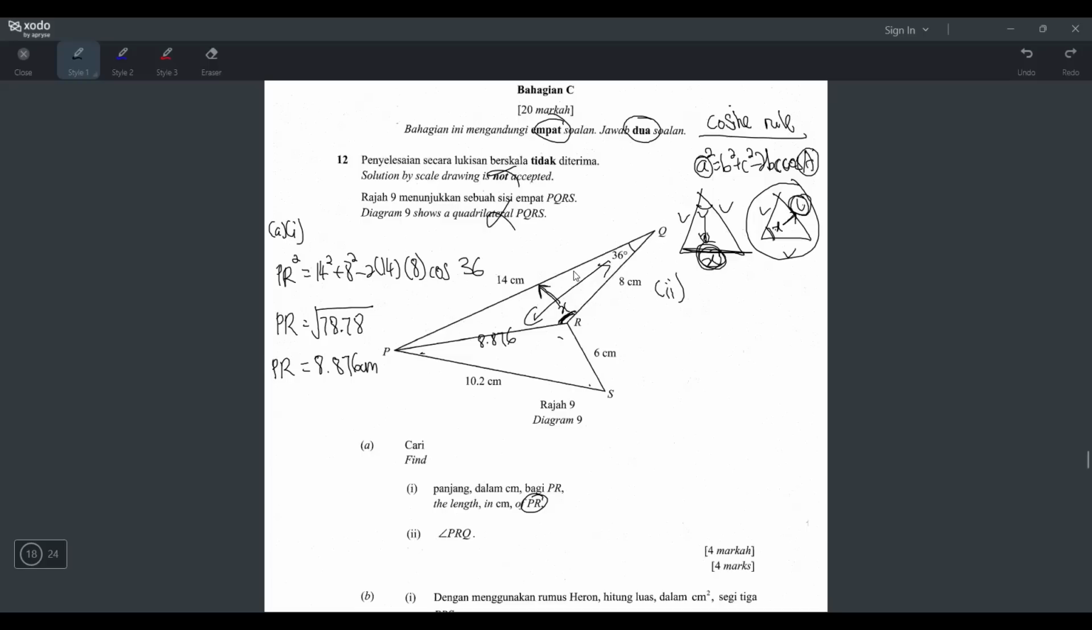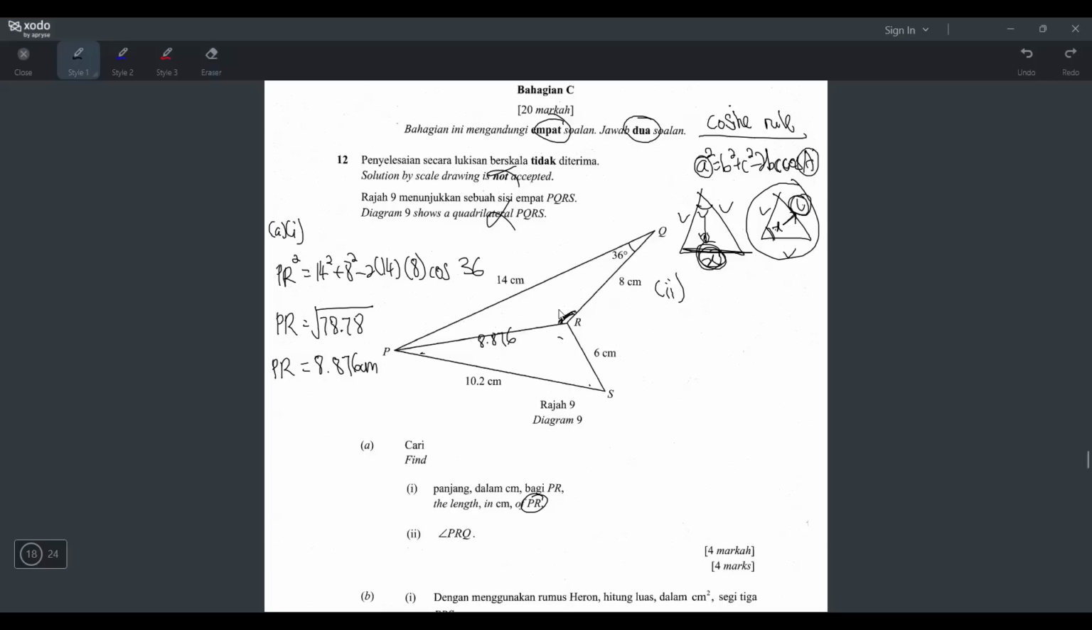That's why you can use sine rule. So when can we use sine rule? When we have the opposite of what we want, and we have one complete pair. When we have the opposite of what we want and also a complete pair, then we can use sine rule. So this one can use sine rule.